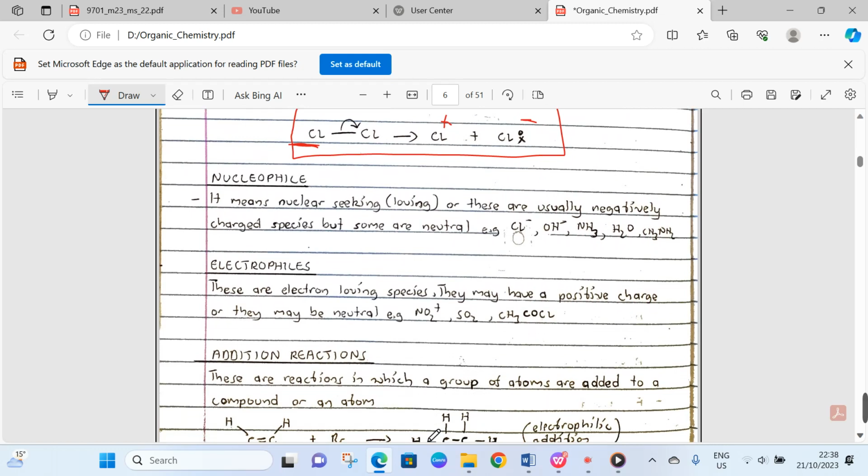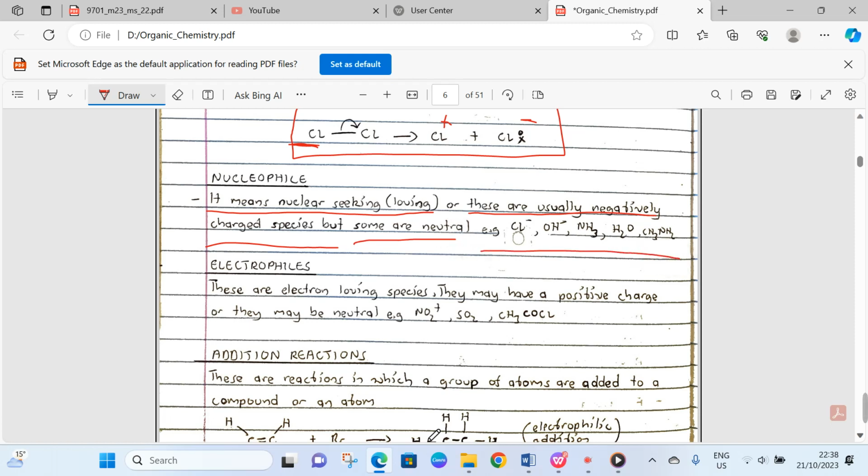Subheading, a nucleophile. Nucleo is from the word nuclear, and phile is, I think, a Latin or Greek word, which means loving or seeking. So it means nuclear loving or seeking. These are usually negatively charged species, but some are neutral species. Examples of these species are these.